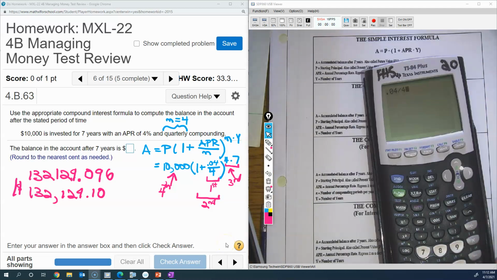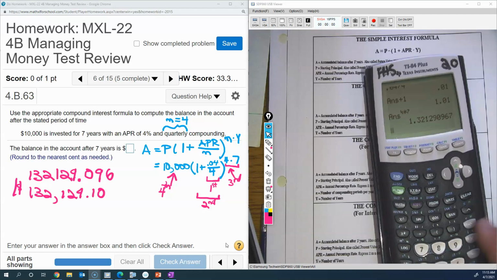Okay, so that divided by 4 equals, and then add 1. Okay, yeah, 132 as well. Yep. Okay, then I added 1. Now I'm going to raise it to the 4 times 7. Okay, and then did that. Now multiply it by 10,000. There we go. That makes a little bit more sense.